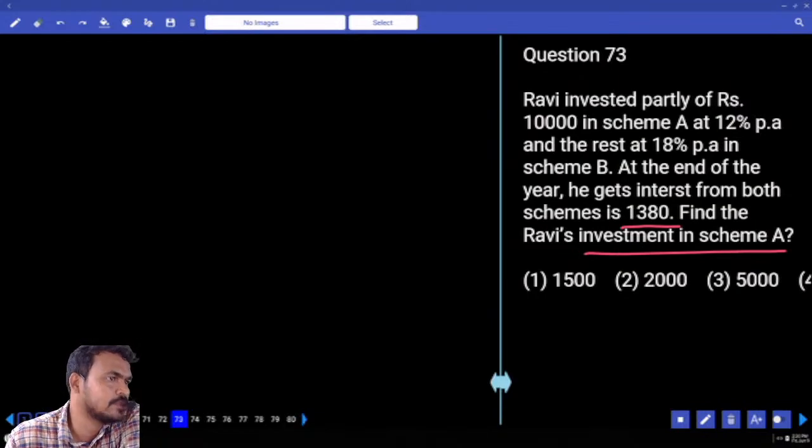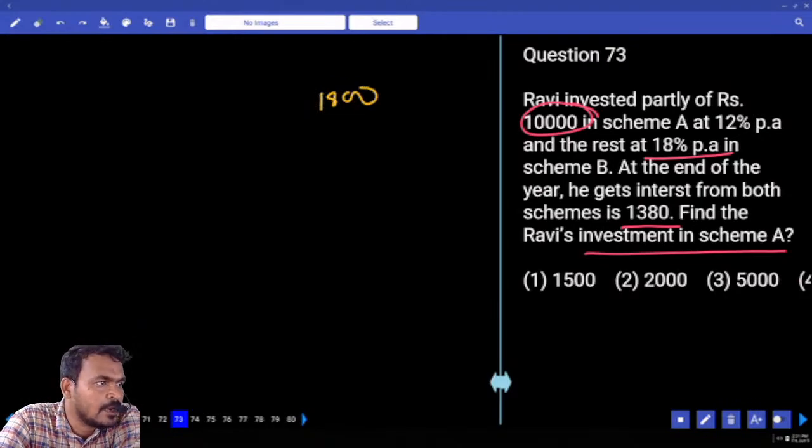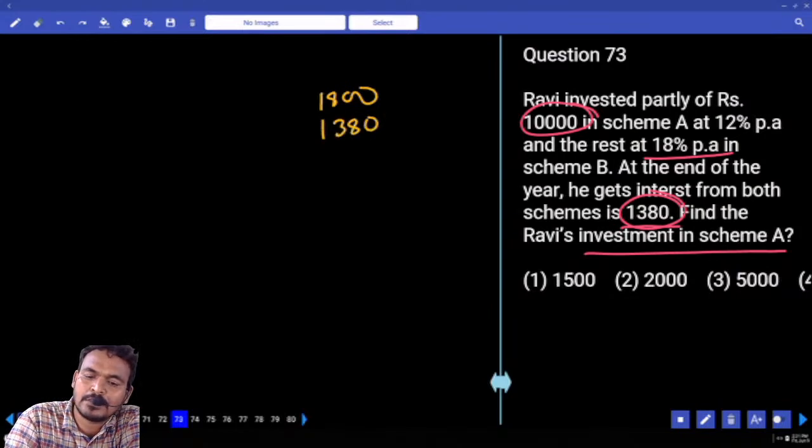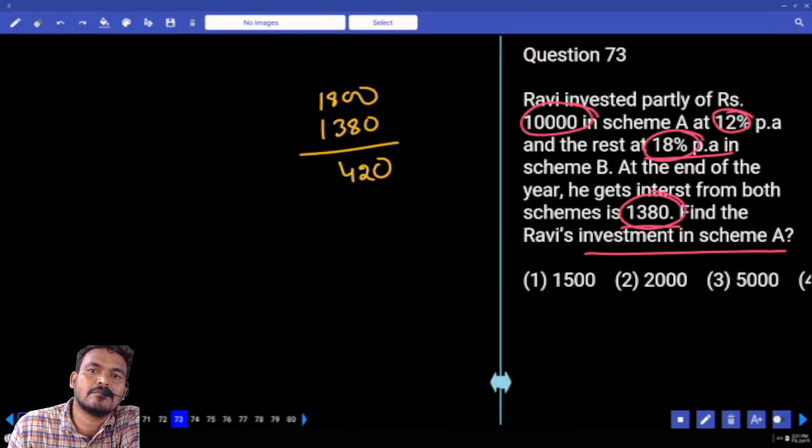By using the reverse method, if we require the investment of A, which data do we take? The second data. What is the second data's percent? 18%. What is 18% of 10,000? 1800. Compared to 1800, how many rupees of interest are you getting? 1380. How many rupees less interest are you getting? 420. What is the actual rate of percent per annum? 12%. But presently we have taken 18%. How much percent extra are we getting? 6%.